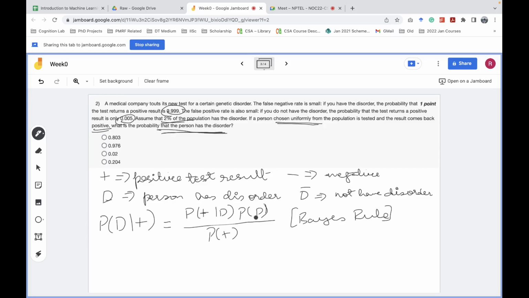Let's see what data we have. What is the probability of plus given D? If the person has the disorder, what is the probability that you will get a positive test result? That we already have. If you have the disorder, the probability that the test returns a positive result is 0.999. So this value as such is known.